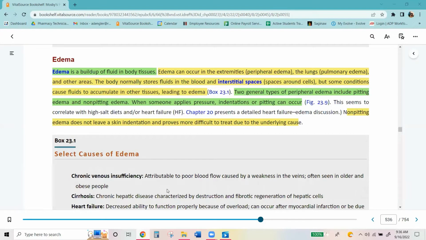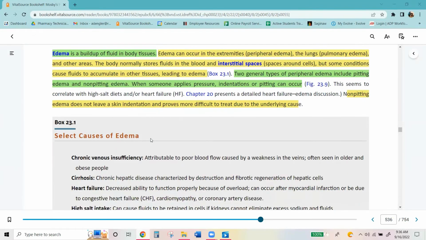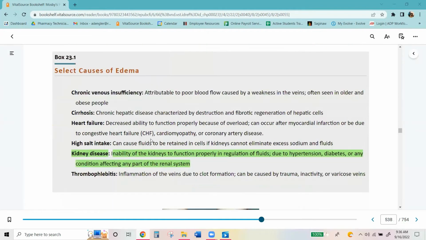When someone applies pressure, indentations or pitting can occur. This seems to correlate with high salt diets and/or heart failure. Non-pitting edema does not leave a skin indentation and proves more difficult to treat due to the underlying cause. Select causes of edema are in box 23.1.